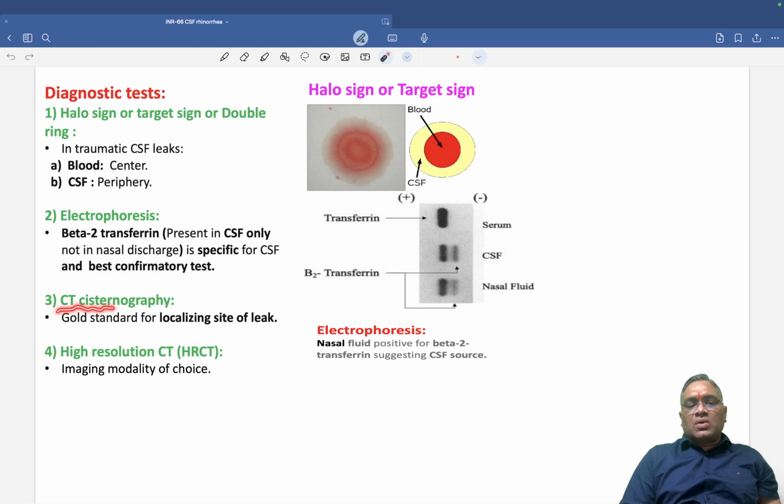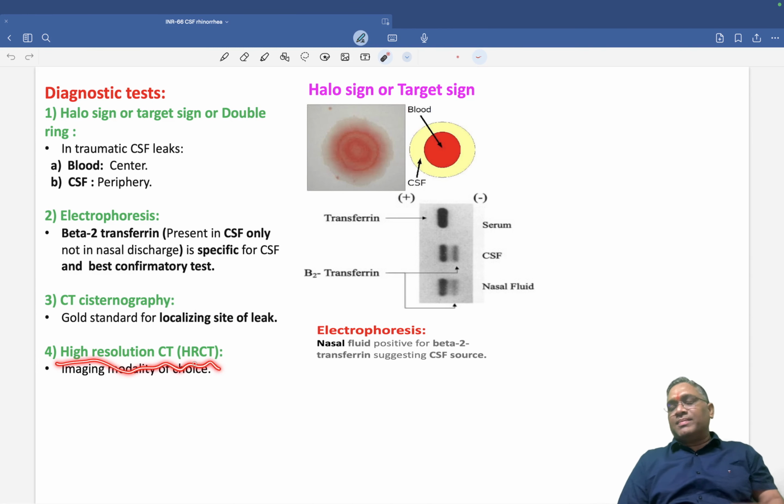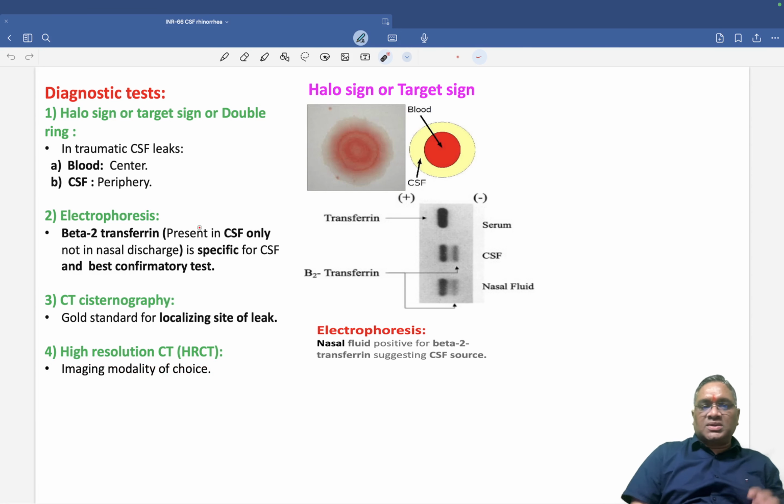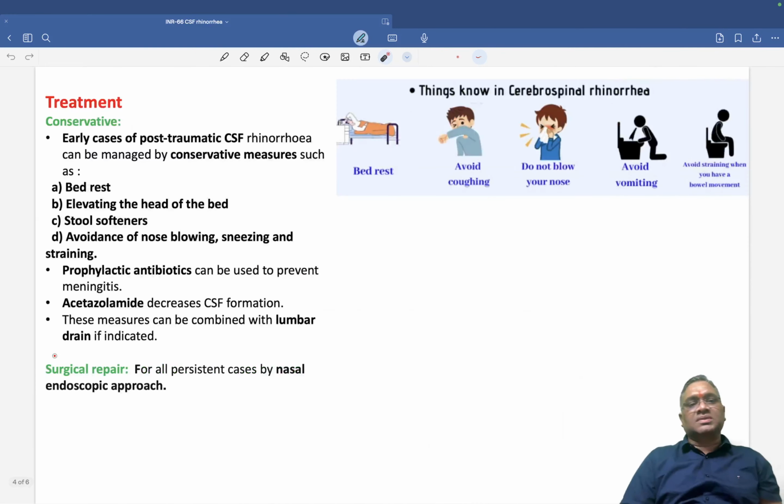We can also go for CT cisternography. What is the role of CT cisternography? It is the gold standard for localizing the site of leak. When we want to see the site of leak, then it will be good, right? And among the imaging modalities, HRCT is the imaging modality of choice, right? So these are the four things we have to remember: halo sign or target sign, electrophoresis, CT cisternography, and high resolution CT scan, right?